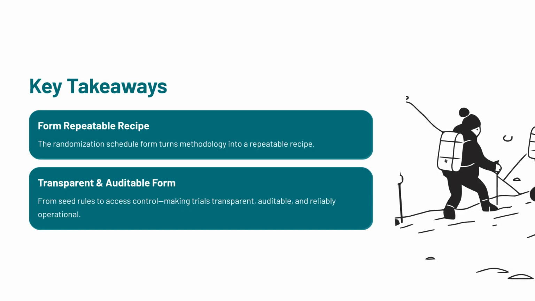So, yeah, big picture. The beauty of the form is that it turns all of this into a repeatable recipe, from the seed rules to access control. So your trial's randomization is transparent, auditable, and boring in the best way. Boring is beautiful when you're running a trial.